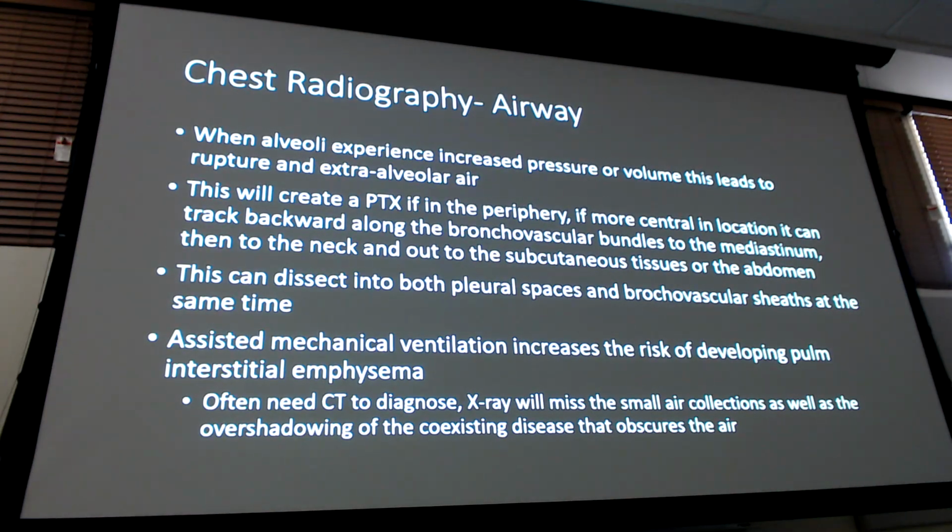All right, let's talk about some pulmonary interstitial emphysema. Okay? So this is going to be when your alveoli have increased pressure and volume. They can rupture and have extra-alveolar air. This creates a pneumothorax in the peripheries. This is some of those conditions I told you about where the alveoli rupture, present air into the pleura, and then create a pneumothorax. Okay?